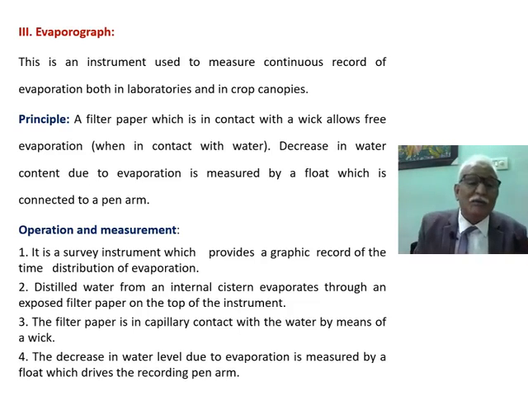So the operation and measurement: it is a survey instrument, and distilled water from an internal cistern evaporates through an exposed filter paper. The filter paper is in capillary contact with the wick, that's why the filter paper is in contact with a wick. That's what is important here. The filter paper is in capillary contact with the water. So the decrease in water level due to evaporation is measured by a float which drives the recording pen arm.